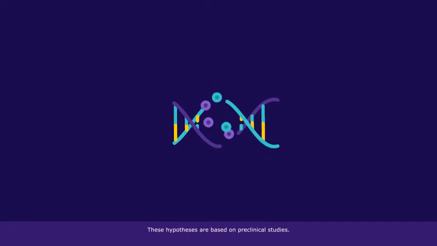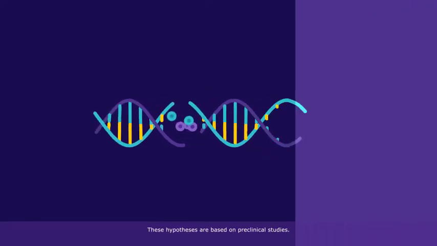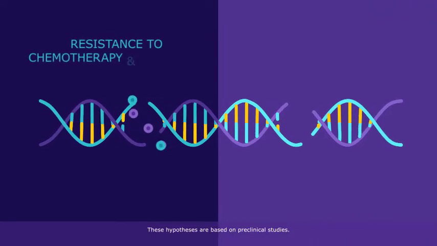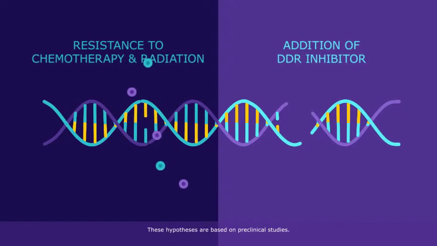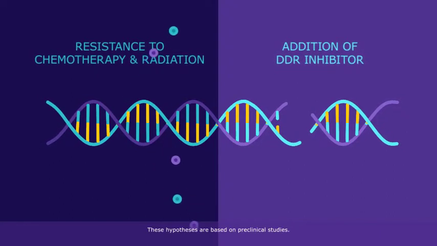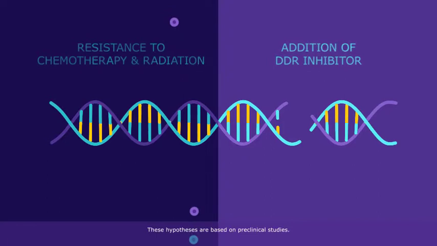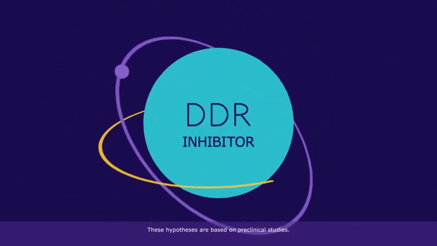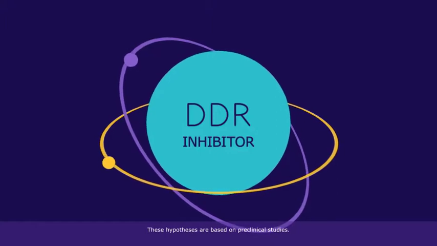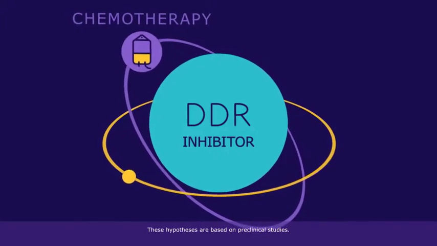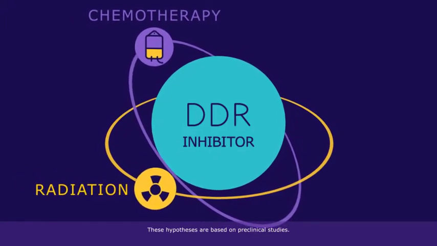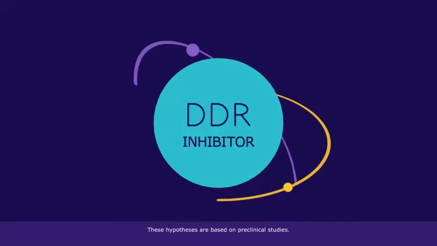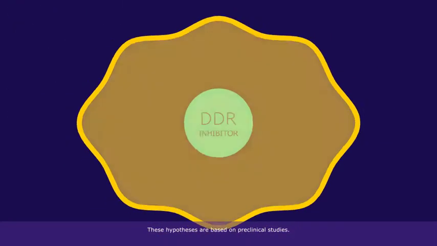This can limit the effectiveness of DNA-damaging anti-cancer therapies, such as chemotherapy and radiation, resulting in poor patient outcomes. Inhibition of the DDR pathway is being investigated to establish if it can reduce resistance to DNA-damaging anti-cancer treatment, such as chemotherapy and radiation. This may potentiate the cytotoxic effects of these agents in cancer cells.